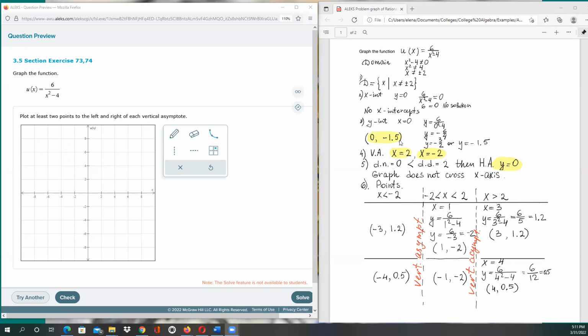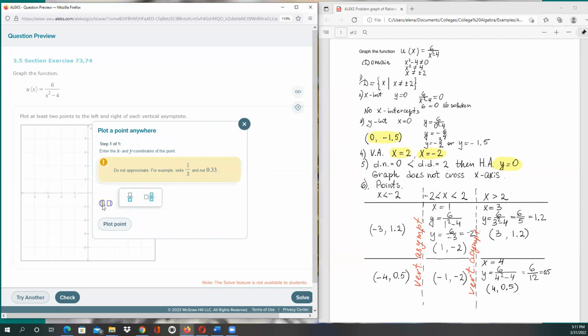The y-intercept is (0, -1.5). So I use this option, plot a point, 0 and -1.5. Okay.